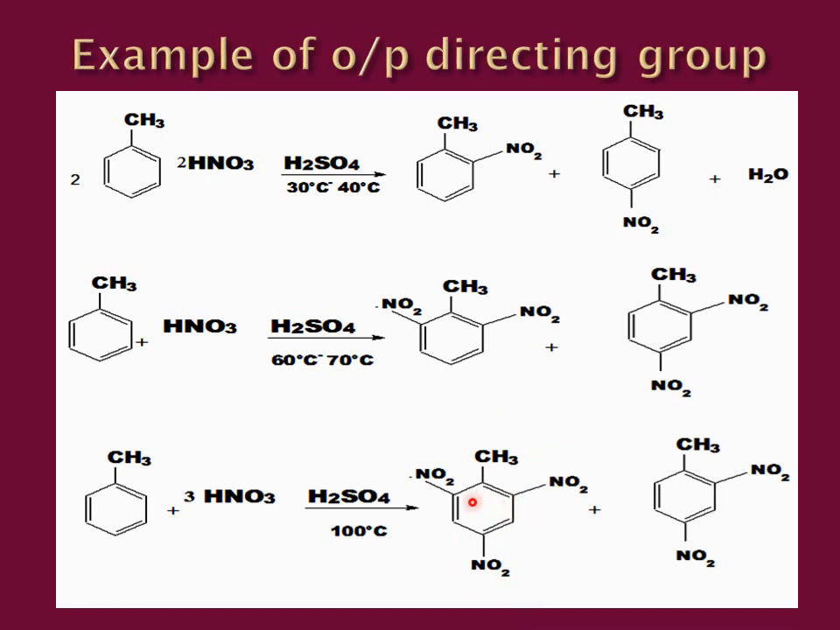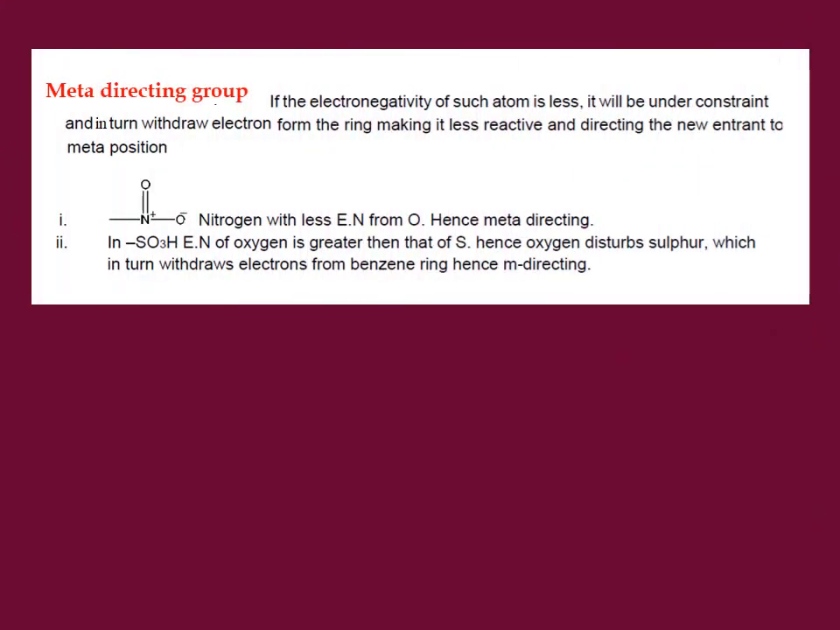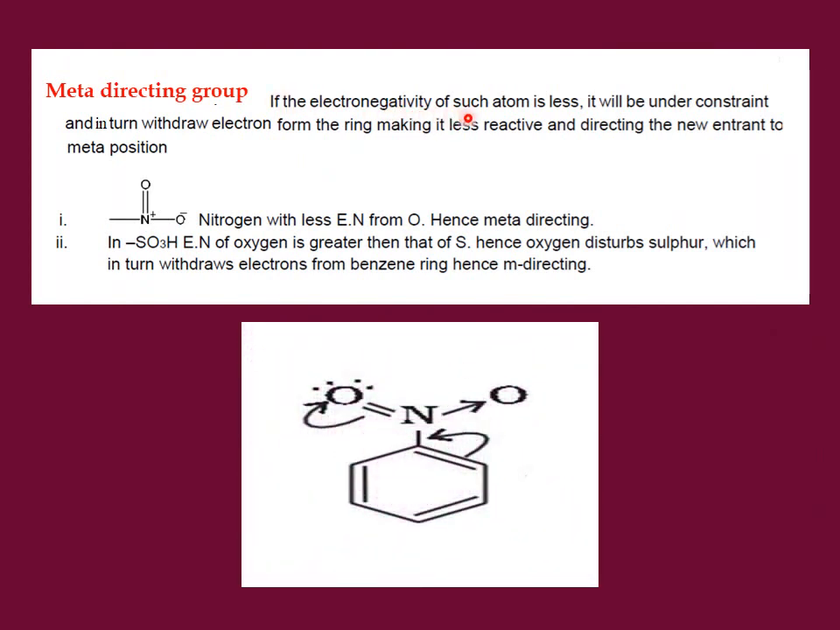Now students, let us study the rules for meta-directing groups. If the electronegativity of the atom directly attached to the benzene ring is less than that of the other atoms, as you can see in this example, the electronegativity of oxygen is greater as compared to nitrogen, which is directly attached to this ring. It will be under constraint. Why? Because the oxygen attached to this nitrogen pulls the electronic density towards itself because of being more electronegative. Therefore, this nitrogen will be under constraint and will withdraw electrons from the ring, making it less reactive and directing the incoming groups to the meta positions.